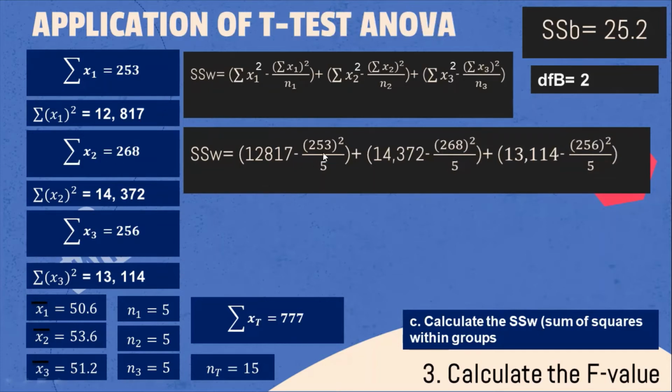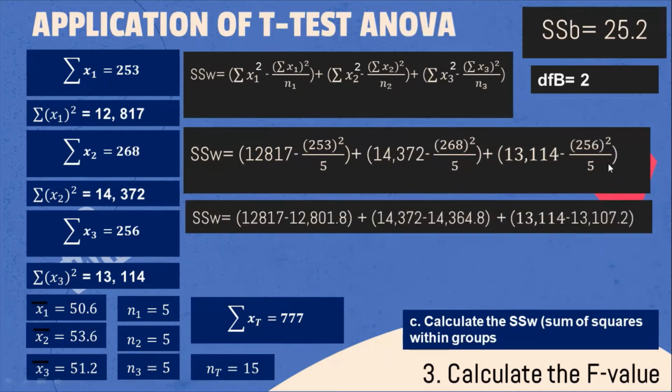253 times 253 divided by 5. Then 268 times 268 divided by 5. 256 times 256 divided by 5. It goes like this. Bring down 12,817. Then 253 times 253 divided by 5 is 12,801.8. Then 268 times 268 divided by 5 is 14,364.8. Copy 14,372. Then 256 times 256 divided by 5 is 13,107.2. Then copy 13,114. Next one, subtract these.